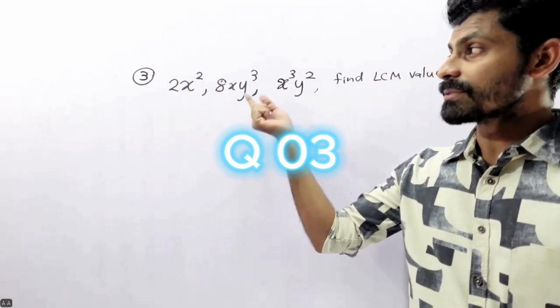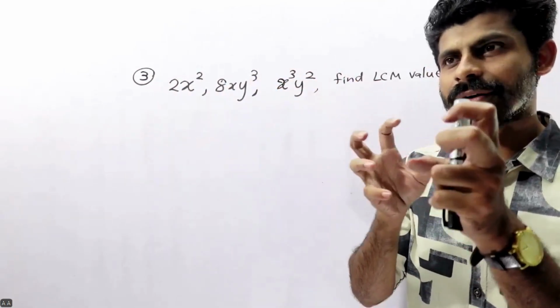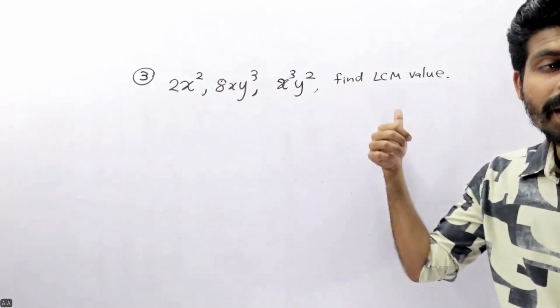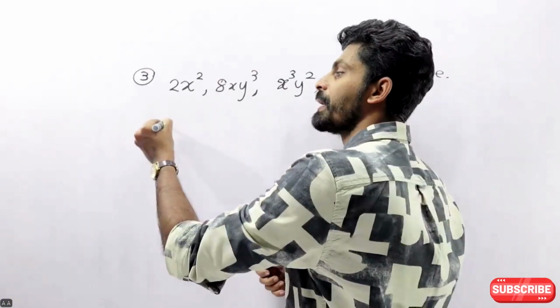2x squared, 8xy to the power 3, x to the power 3 y to the power 2. So that means you are going to mix algebraic terms. How to find the LCM value? Same method, the very same method.